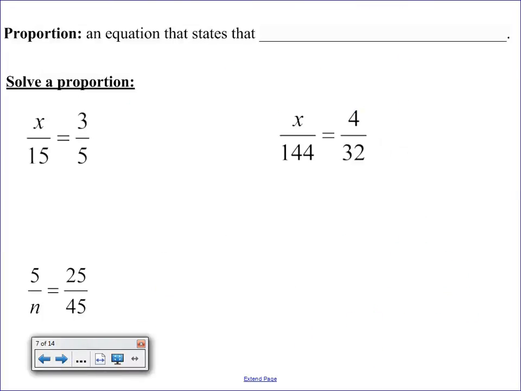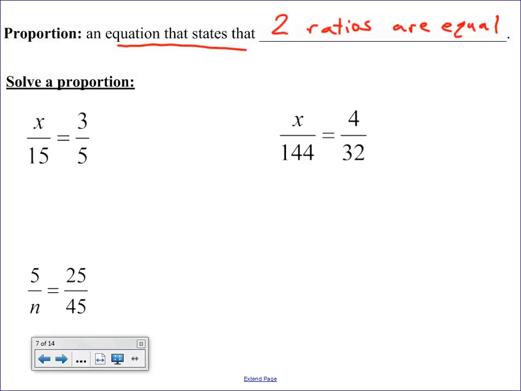Now, proportion. A proportion is something that we take a look at. A proportion is basically an equation. It's an equation stating that 2 ratios are equal. So we're basically taking two ratios. So say, for instance, the ratio of A to B is the same as the ratio of C to D.